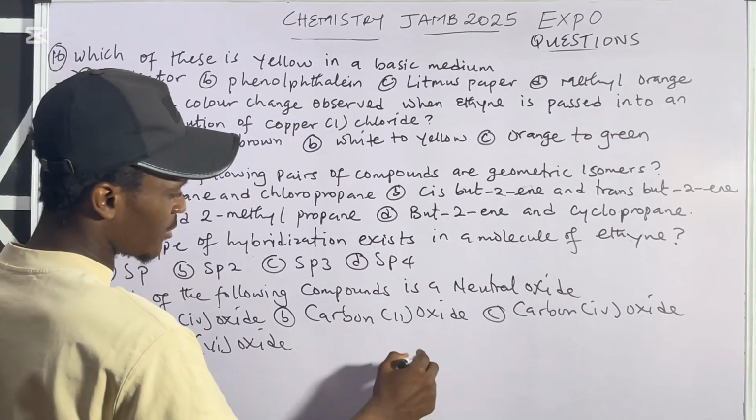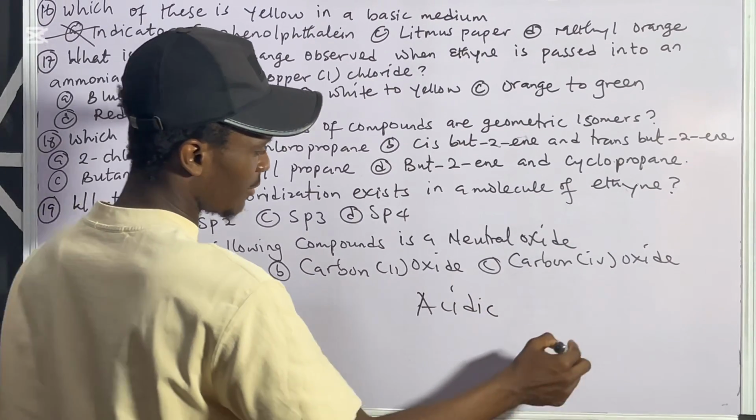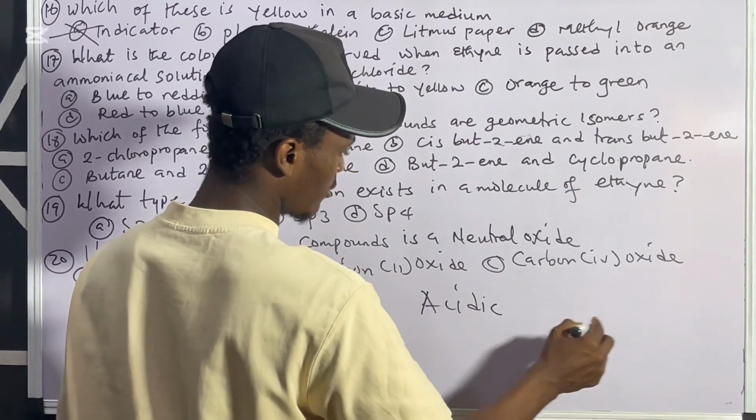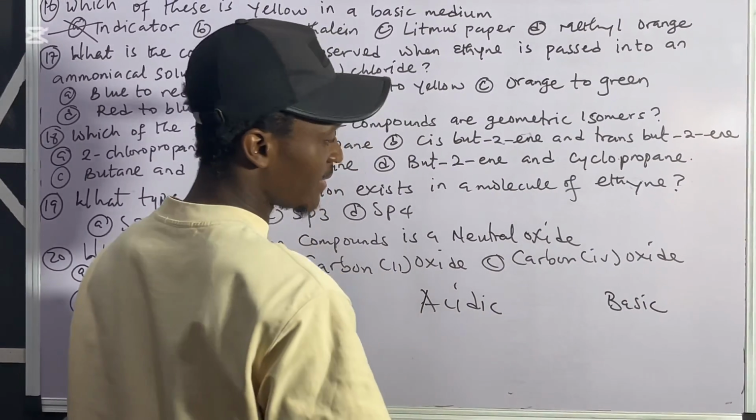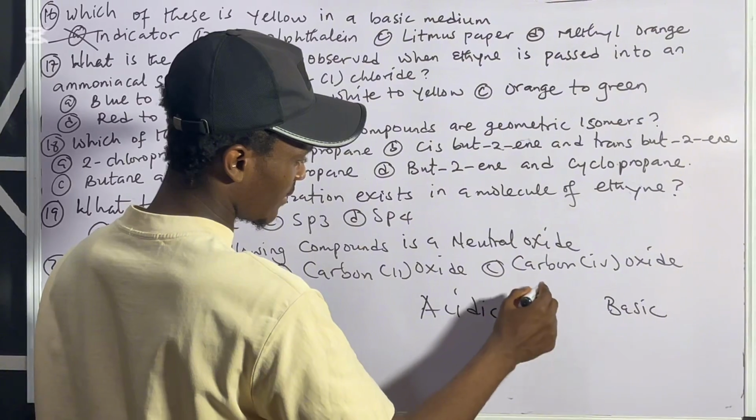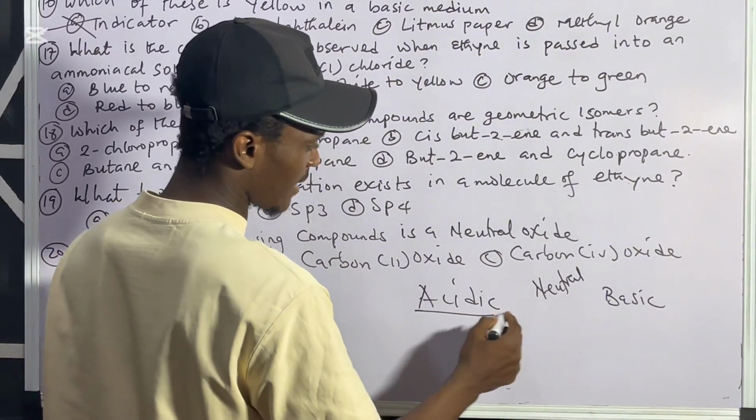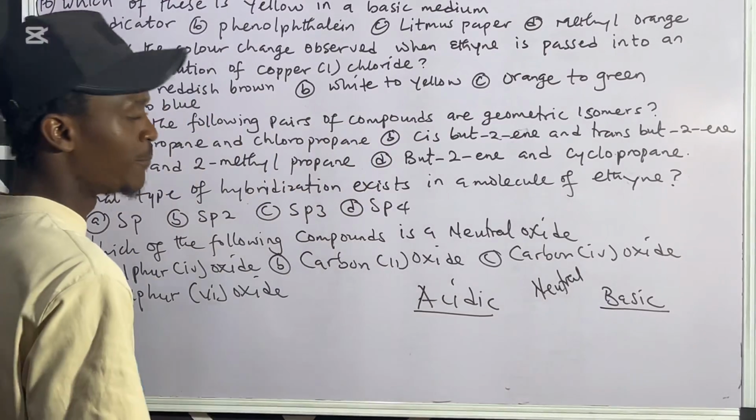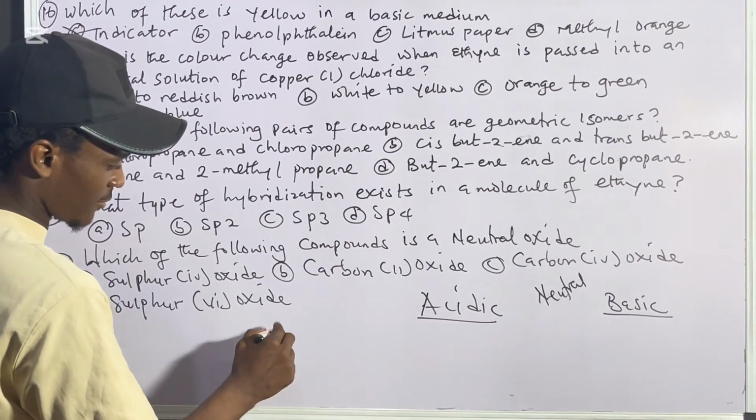Now, there is something you need to take note of. We have two media in terms of different colors of indicators. We have acidic and we have basic. Then I think there is one that is considered as neutral. But the two main are acidic and basic.